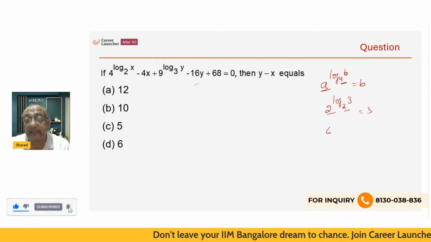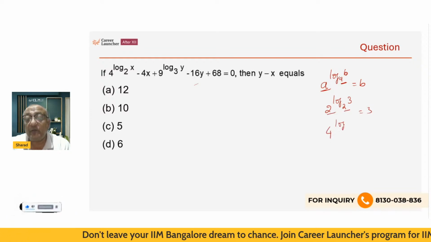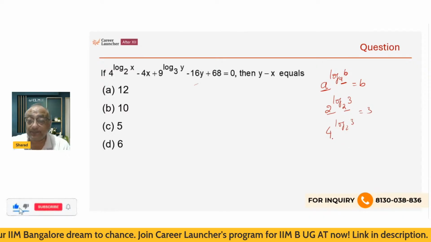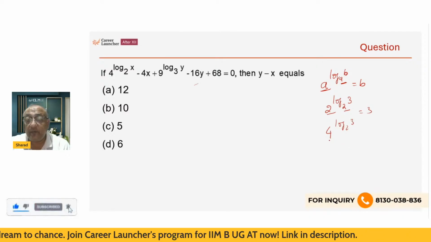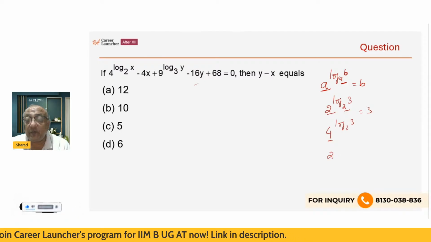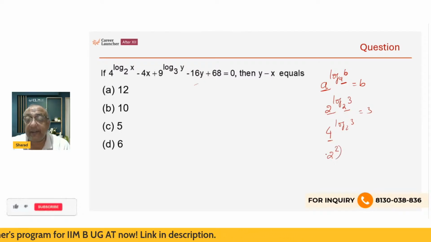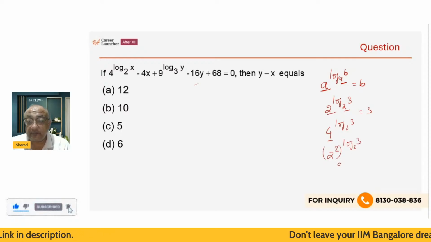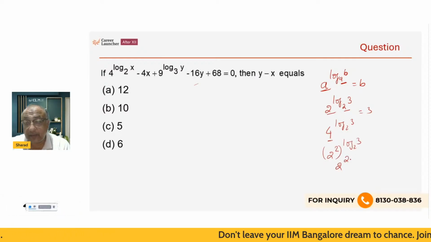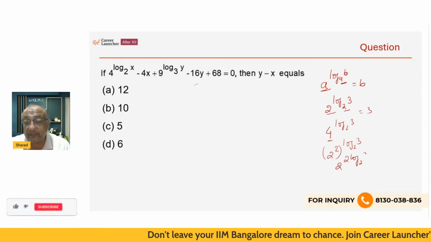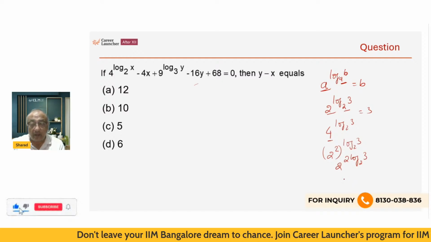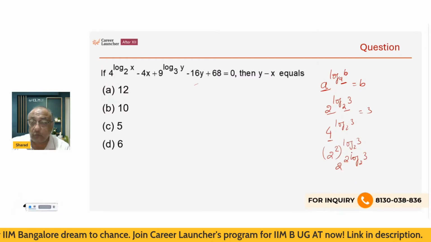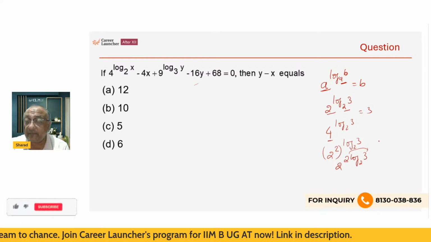If suppose there is 4, then how will we do it? Because 4 will not cancel 2. Then what to do? Very simple. We will write this 4 as 2 squared and write it like this. So this will be 2 raised to the power 2 log with base 2 of 3. Now how will I do it? Simple. This 2 will come here. How? This is a reverse formula.